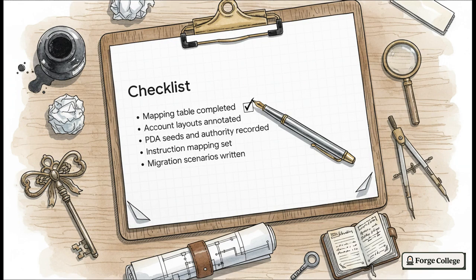Is your mapping table totally complete? Are your example layouts annotated with exact byte sizes? Have you recorded your PDA seeds to lock things down and prevent hacking? Are your instructions mapped out and your migration risks fully assessed? If you can confidently check all 5 of those boxes, then your design is officially ready for peer review.